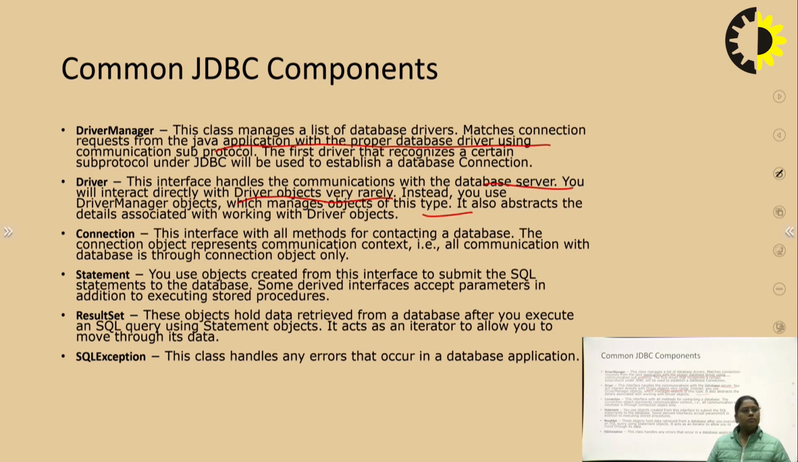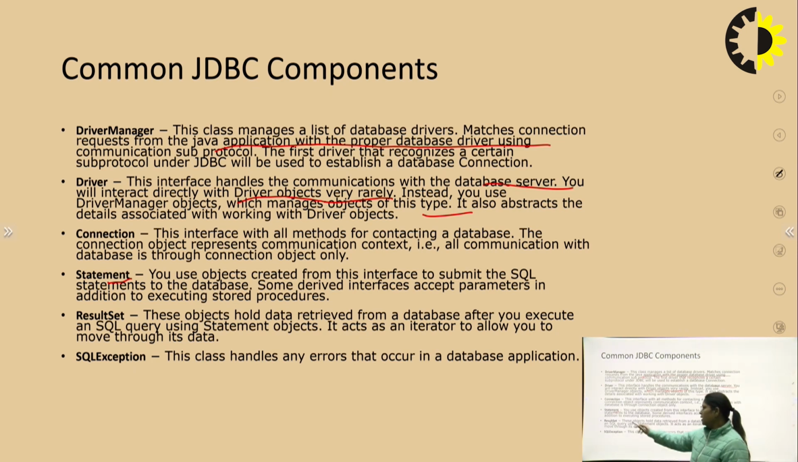Now the connection. This interface has all the methods used for creating the connection with the database, and then we have to just create the connection object. Then we need to create the statement object. The purpose of this statement object is that you use the object created from this interface to submit the SQL statement to the database. Means if I just want to submit some statement to the database, then we need to create this statement object.